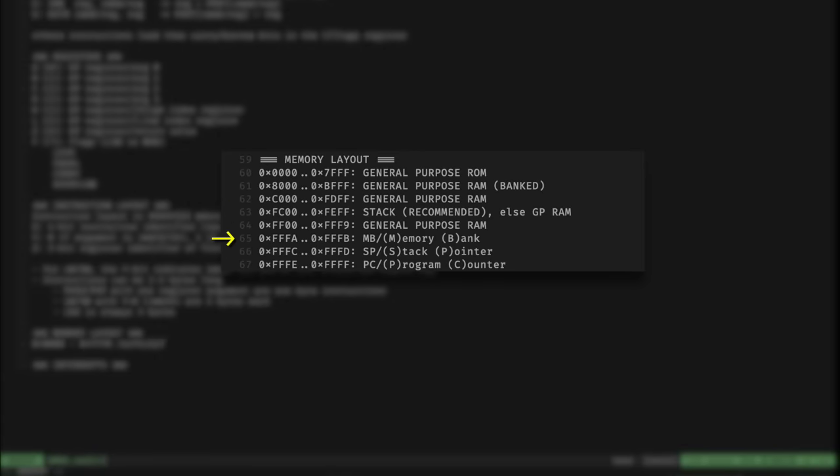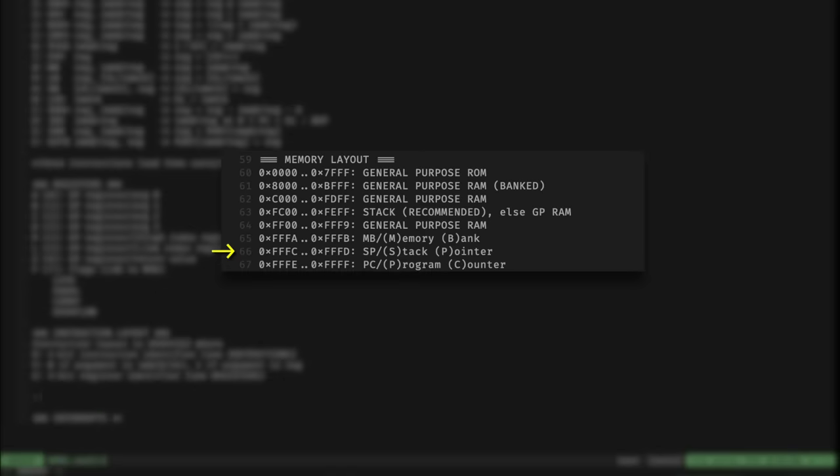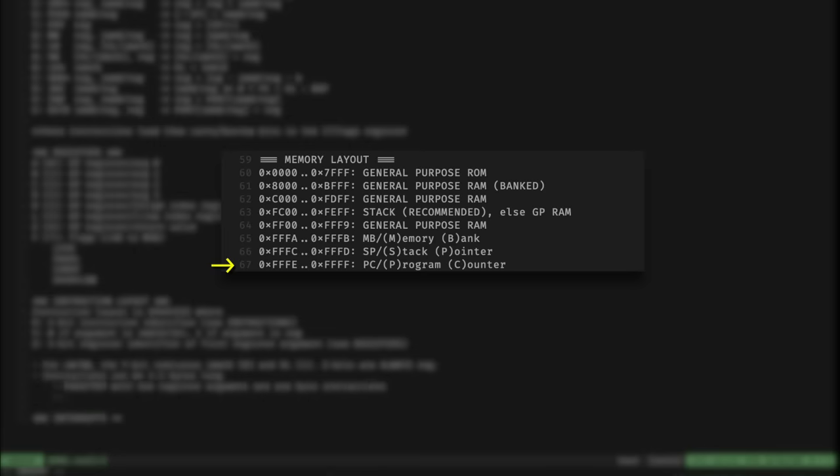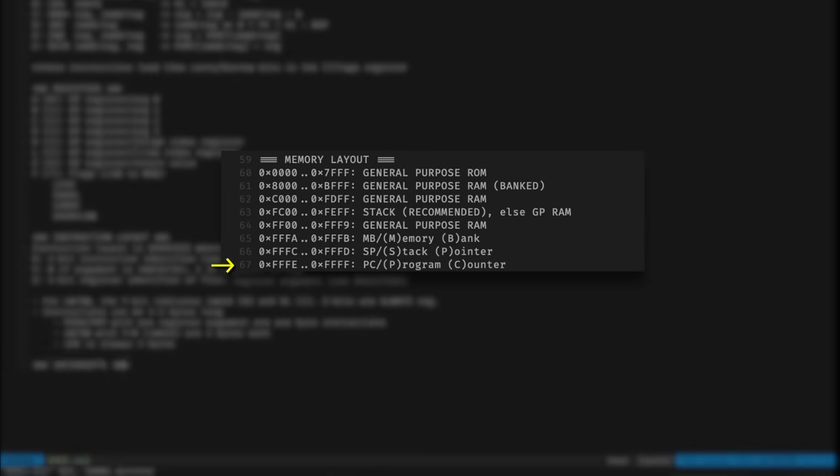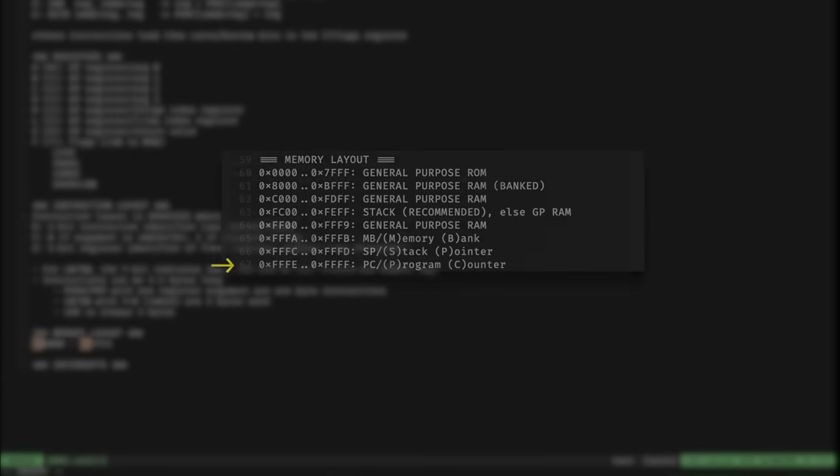And at the top of said RAM, we have 3 important memory mapped 16-bit registers. The memory bank or MB register, which tracks the current memory bank, the stack pointer or SP register, which tracks the current stack location, and the program counter or PC register, which tracks the location of the current instruction and can be modified by the jump if not zero instruction.